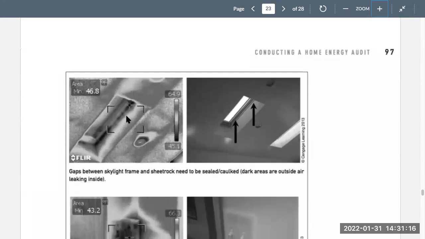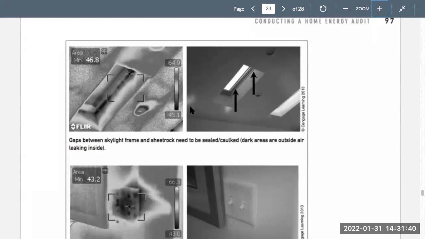There you're looking at a skylight window, same idea. All those black spaces around there are where we're getting air infiltration. You're looking at 46-degree temperatures versus the temperature inside the house, which is 65. This is just blowing in 45-degree air. It's like if you had the window open.